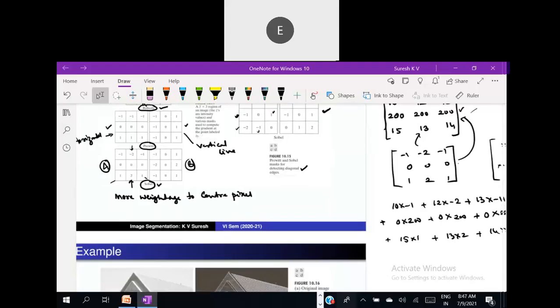Okay. So with this, I think let us stop. It's getting late for me. So in the next class, we will probably continue with how these types of filters can be used and how we can do segmentation by using region-based segmentation.